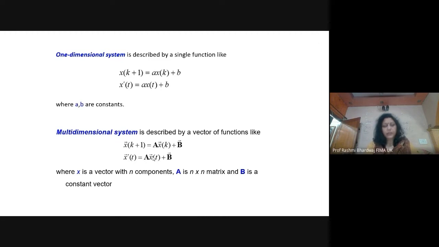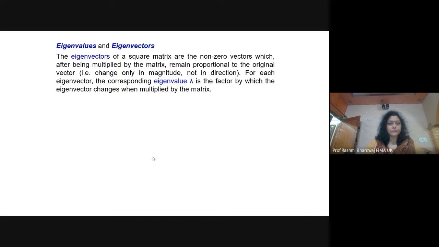Earlier in this program we discussed a lot about linear algebra based on these equations. So A and b are matrices, and we know how to find the multidimensional systems. Now we are coming to the eigenvalues and eigenvectors.